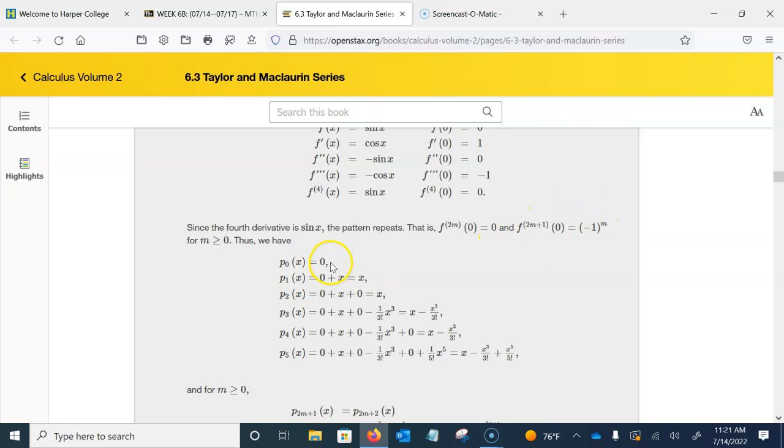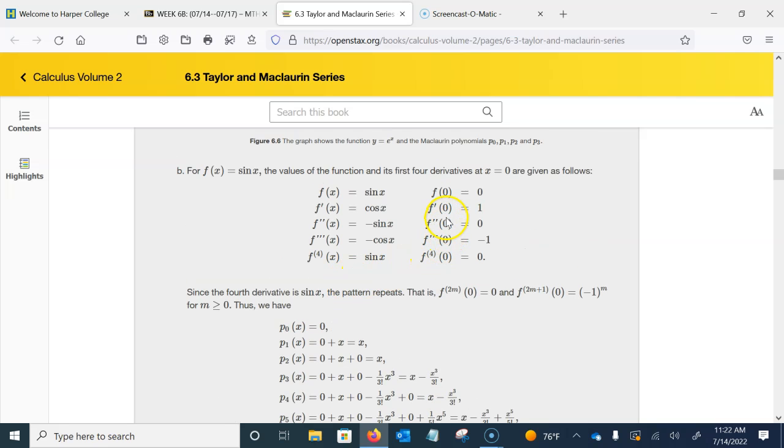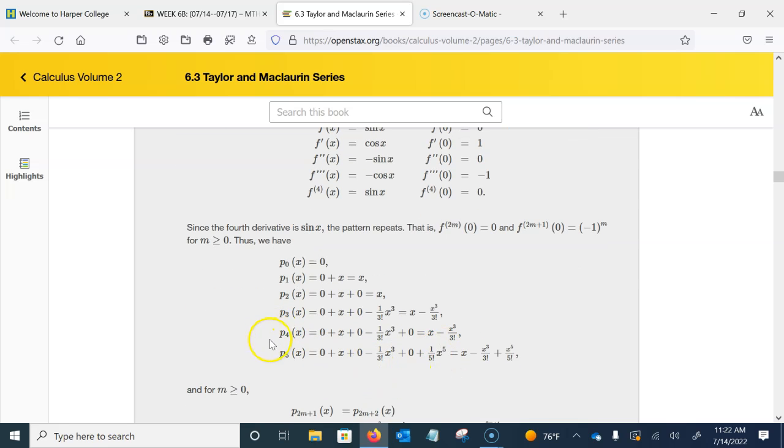Okay. So P0 is 0. P1 is 0 plus x. Right. Here's the f prime at 0, which is 1, so 1x. P2, I have a 0, then there's the x, then I have a 0 term here. So I just get x. P3 is 0, x, 0, and here I have x cubed, and I'm going to have a minus. Remember, it switches sign. So all the odd ones switch sign. There's positive, then negative. P5 is going to be a positive again.